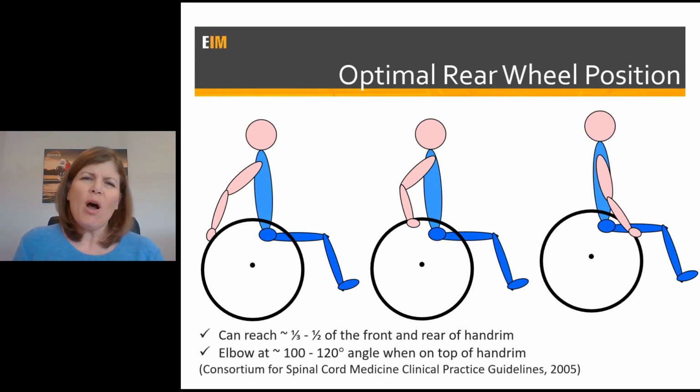So when I'm looking at optimal rear wheel position, what I'd like to try to do is to be able to reach 1/3 to 1/2 behind the rear wheel, 1/3 to 1/2 in front. And ideally, I should be able to have my elbows at about 100 to 120 degrees of flexion when the hand is at the very top of the hand rim. So a little bit more forward there, but at the very top of the hand rim.